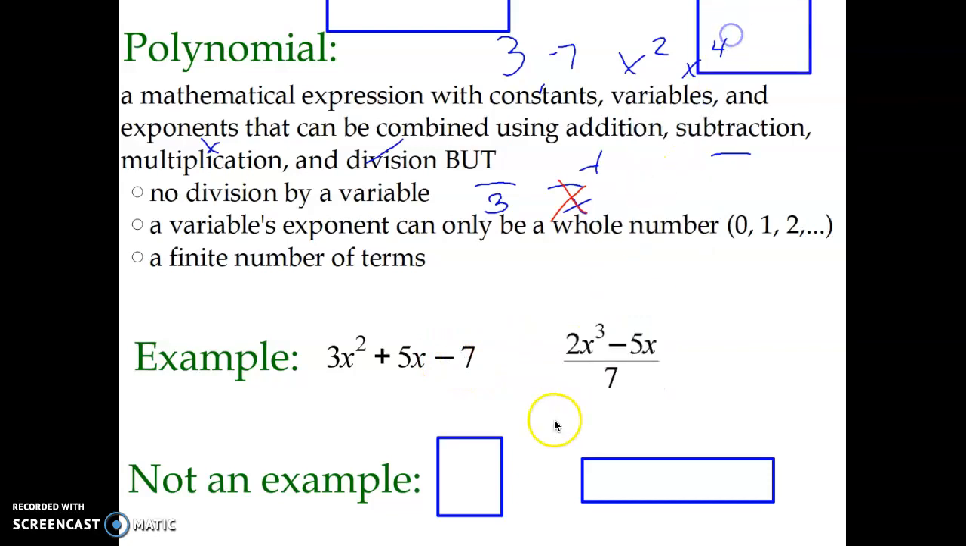Another example of a polynomial is this one. You can see it has division, but I've divided by a number, so therefore it's fine. I just can't have a variable down here. So this is a second example of a polynomial.